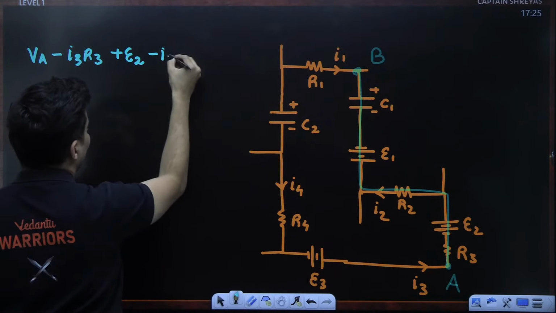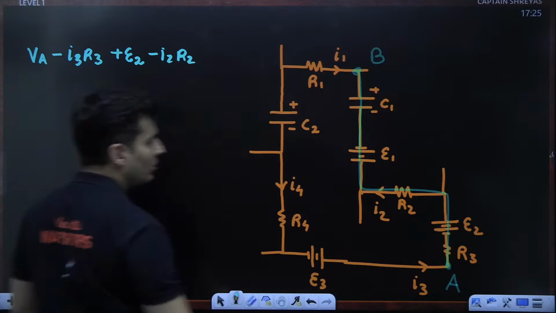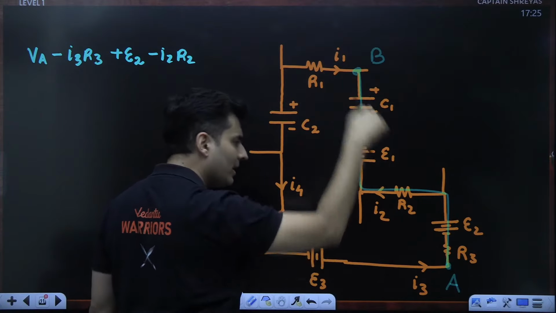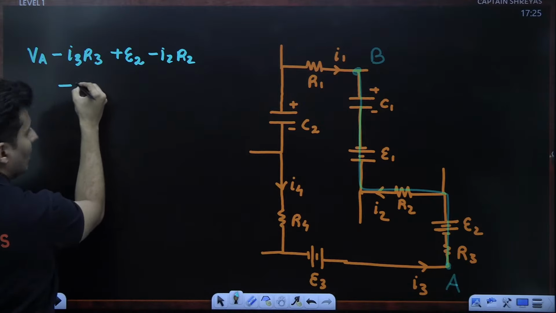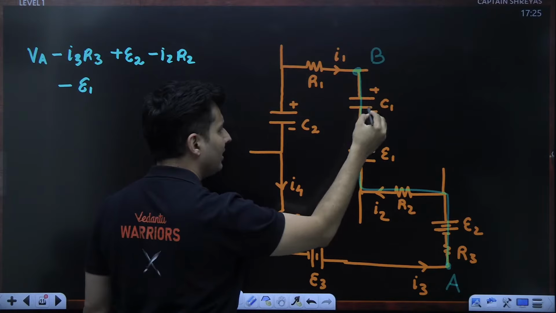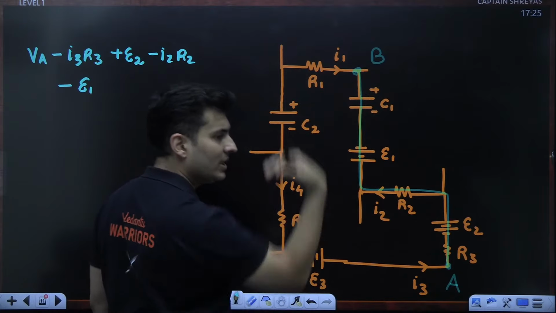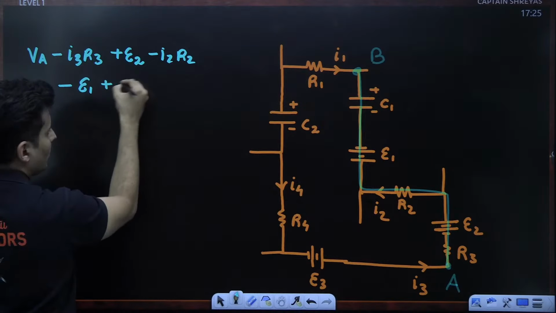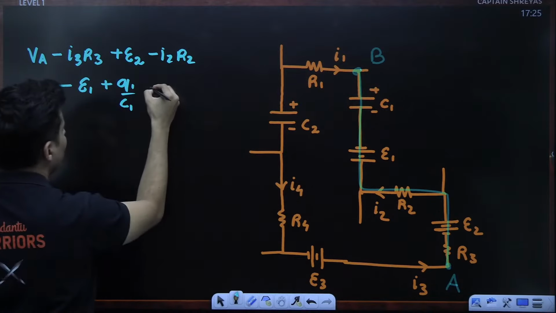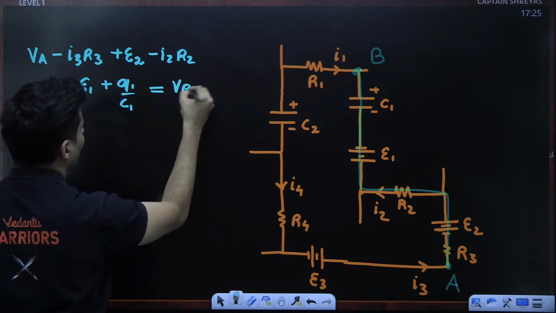So minus I2 R2. Here, going from positive to negative, so there will be a degradation, a downgrade. So it will be minus E1. Then in this capacitor, I'm going from negative to positive, so it's a jump, an upgrade. So plus Q1 by C1. And finally, I reach point B, so this will be equal to the potential at point B.